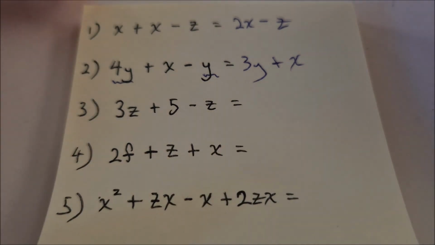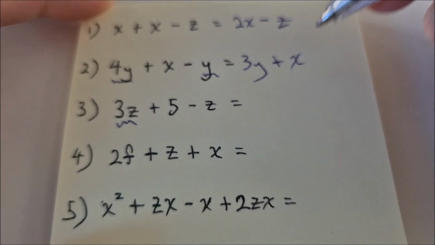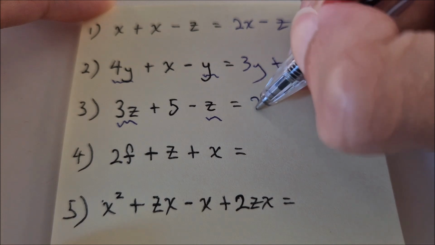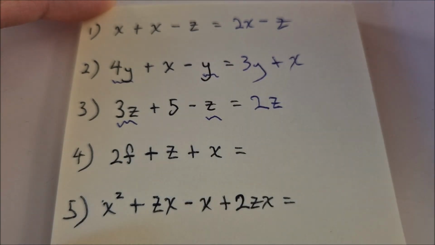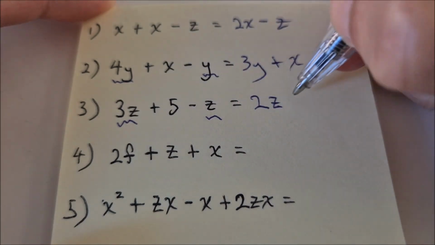Question 3, we have 3z minus 1y. That's 2z. And then we have a 5.